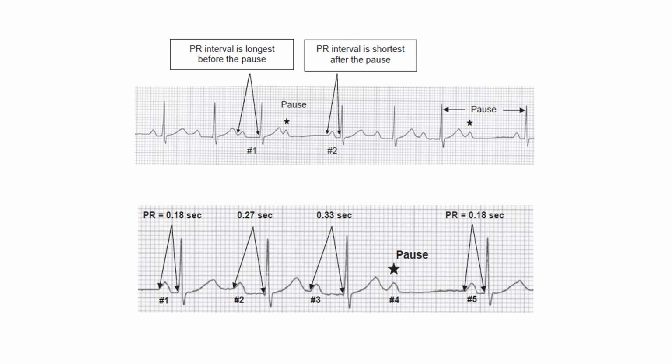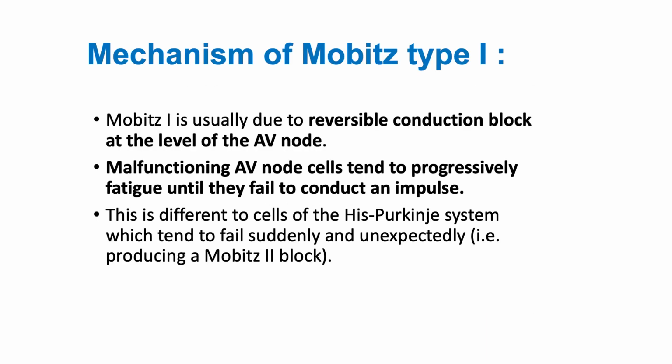You can see in the upper panel, this P wave is followed by QRS, this P wave is not followed by QRS. The next PR interval is shortened. The next PR interval is a little longer, the next a little longer, then a P wave is not conducted to the ventricle. And this is also the same. This P wave is not conducted. Mechanism of type 1 Mobitz is usually due to reversible conduction block at the level of the AV node. Malfunctioning AV node cells tend to progressively fatigue until they fail to conduct an impulse. This is different to cells of the Purkinje system, which tend to fail suddenly and unexpectedly.